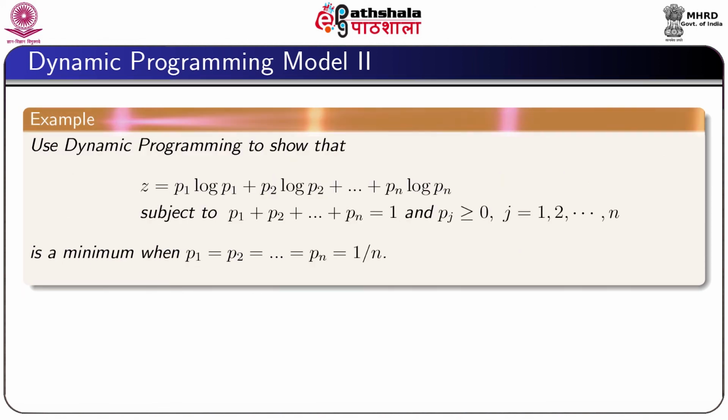Let us consider another example. Use dynamic programming to show that z equals p1 log p1 plus p2 log p2 plus dot dot dot pn log pn, subject to p1 plus p2 plus dot dot dot pn equal to 1, where pj is greater than or equal to 0, is minimum when p1 equals p2 equals dot dot dot equals pn equals 1 by n.